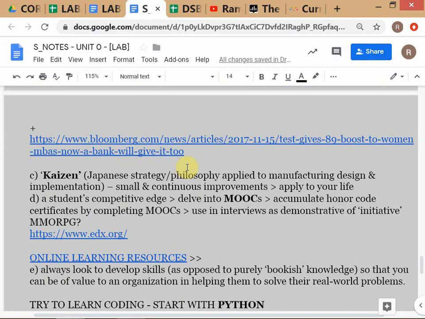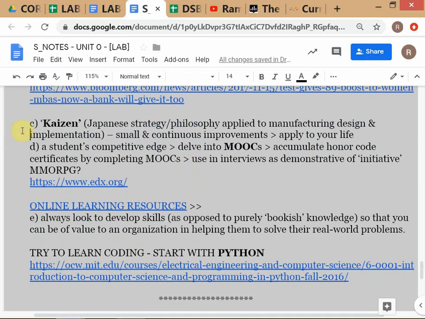All right, now last few points. You heard of this term called Kaizen? What does Kaizen mean? Continuous. Not just continuous, but also small. Yes. Small and continuous, okay?